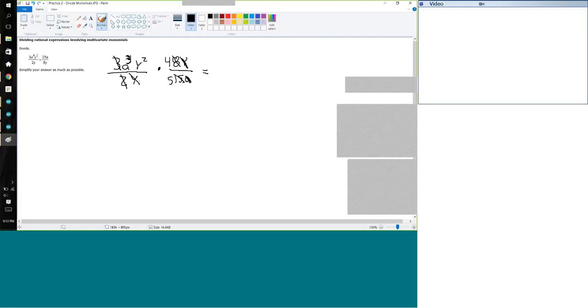And this leaves us with 4 up top, a cubed, and a y squared, all over 5. Any questions?